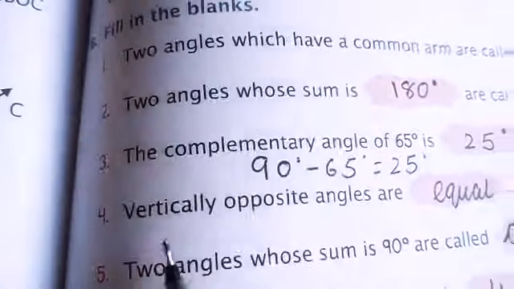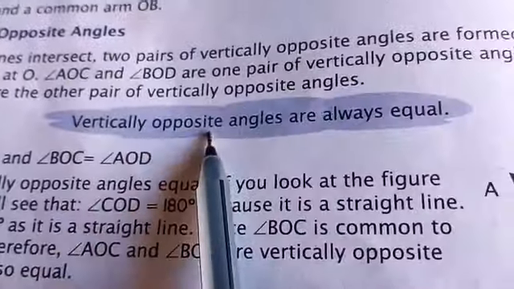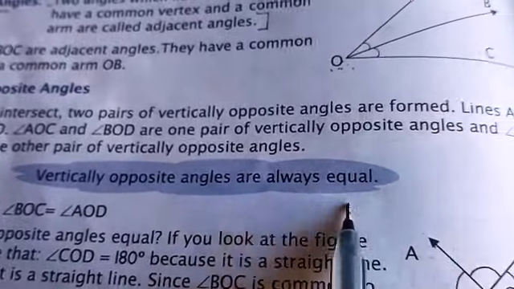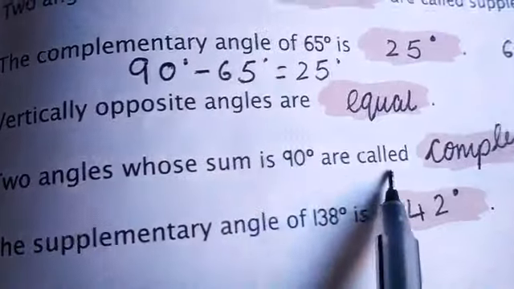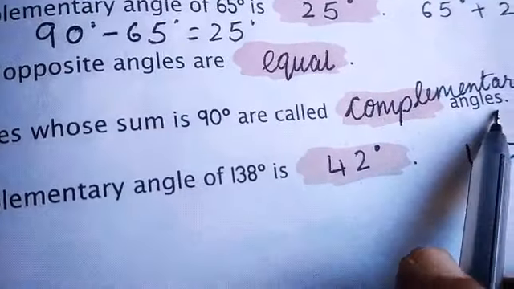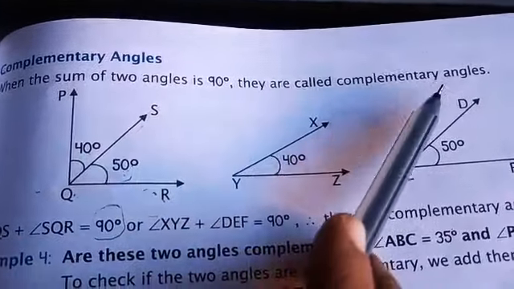Right? Now, vertical angles are equal. Here we have discussed that vertically opposite angles are equal. Right? Then two angles whose sum is 90 are called complementary angles. We already know from the definition that when the sum of two angles is 90, they are called complementary angles.